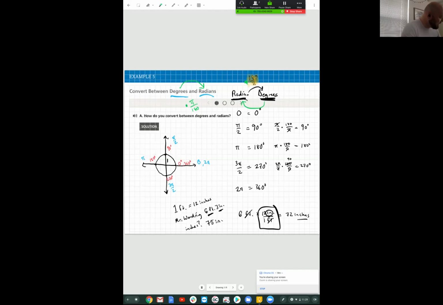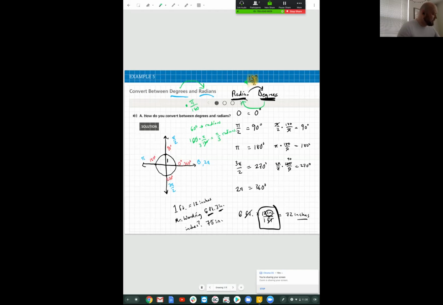So let me say if I had, I don't know, a 60-degree angle and I want to go to radians, then I'm going to do 60 times pi over 180. 60 over 180 is 1 over 3. So this is pi over 3 radians. And that's your conversion factors.